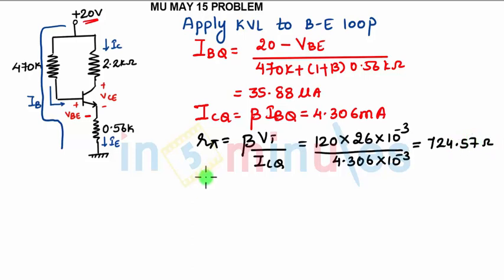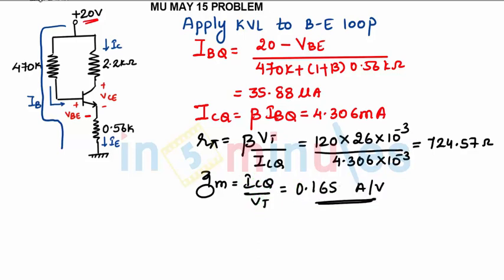This will give you r pi as 724.57 ohms. Once you know r pi, you can find gm as ICQ by VT, which is 0.165 ampere per volt, or 165 milliampere per volt. Rather than writing this, you can keep it as 0.165 ampere per volt. Now we can find the value of ro, but since VA is not given, we will neglect ro. We will not consider the Early effect resistance ro in the AC analysis. Once we have done the DC analysis, we go for the AC analysis.